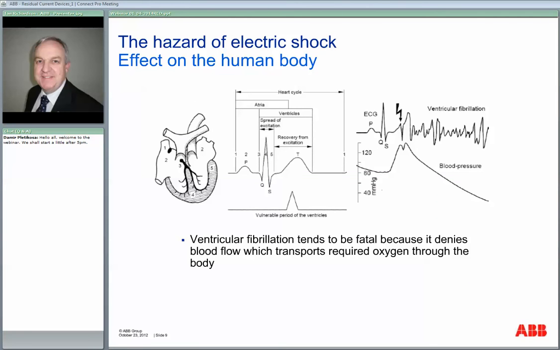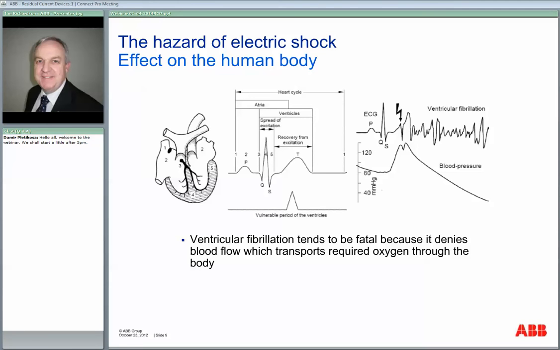Once the heart goes into ventricular fibrillation, you can see normal heart function occurring there, and you've probably seen it on the various medical shows with the machines that go beep. As the ECG diagram is showing, a heart goes into fibrillation, you get this rapid pulsing, and it's a very irregular pumping of the heart.